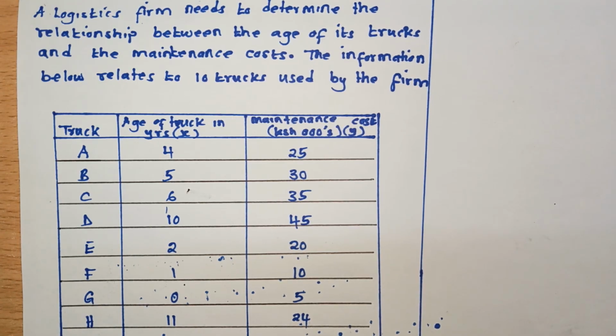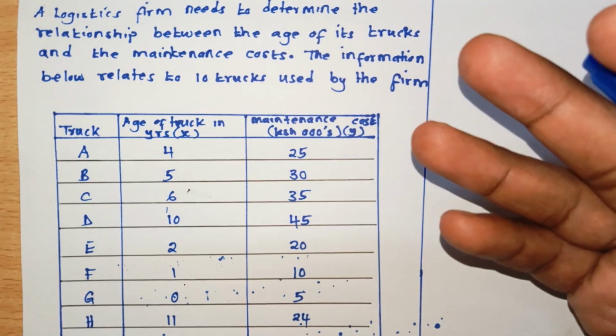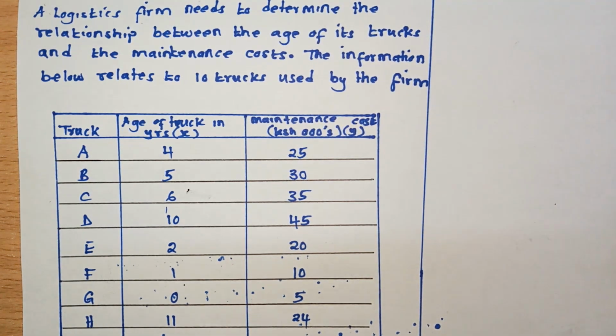In business and logistics, understanding such a relationship is very crucial because it helps managers to predict future maintenance expenses, budget accurately, and even decide when to replace old trucks and so on.